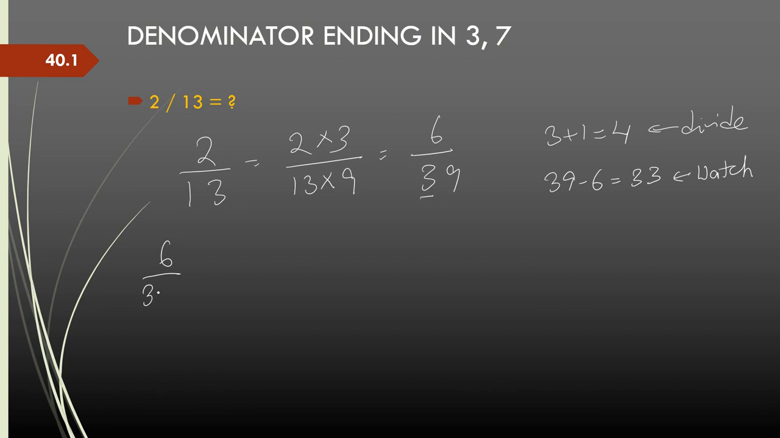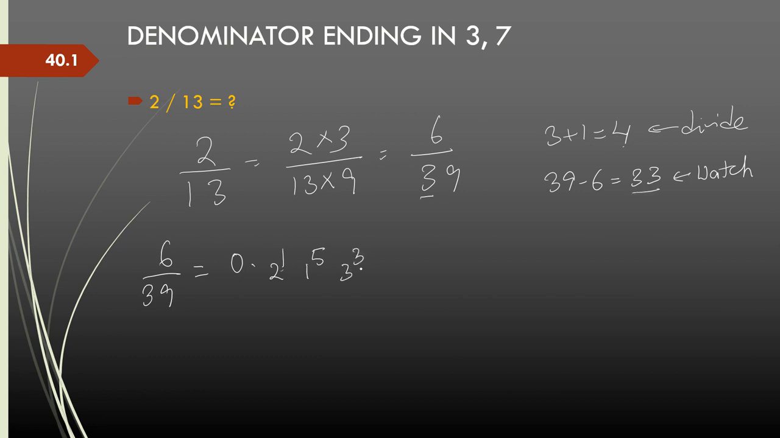6 by 39 is equal to, so I am dividing by 4 here. So 0.6 divided by 4: 4 ones are 4 and the remainder is 2. Now I take this as 21, divide by 4 again, that's 5, 20 and the remainder is 1. Now I read this as 15 divided by 4 again. So that is 3 fours are 12 and 3.